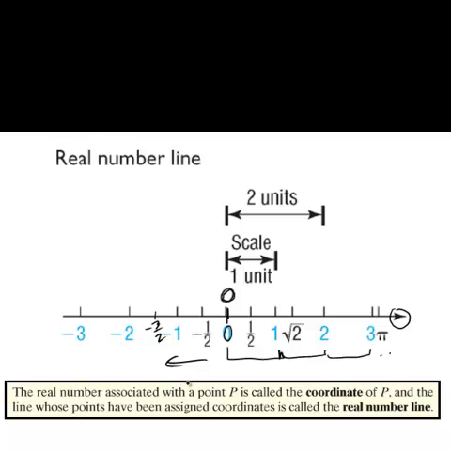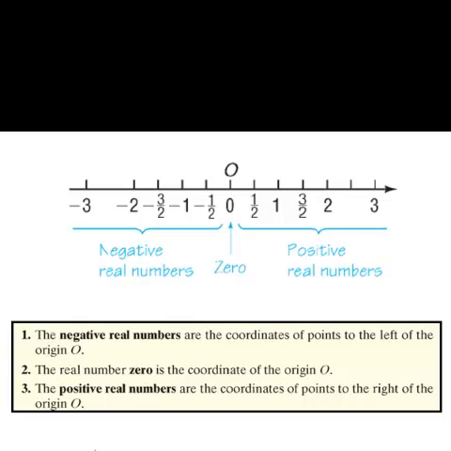So you see here in the yellow box, every real number is associated with a point P, and that number is called the coordinate of P. So here's a point P, and then basically you compute the distance between the origin and that point. That real number distance, in other words, the real number that you assign to that point, is called the coordinate of the point P. And the line whose points have been assigned coordinates is called the real number line. Right? We have the entire set of real numbers represented on the real number line.